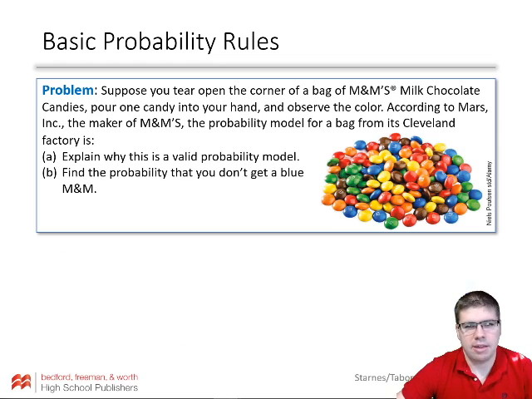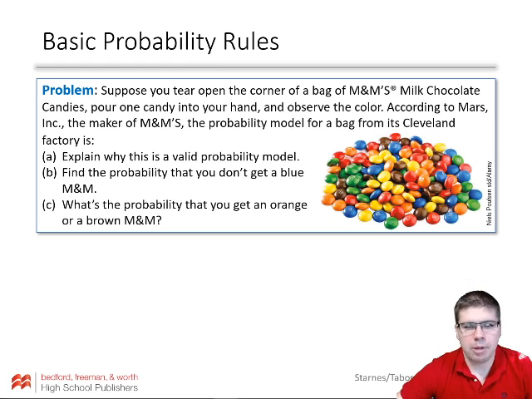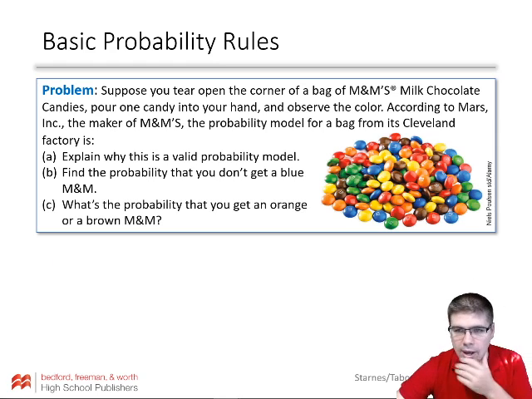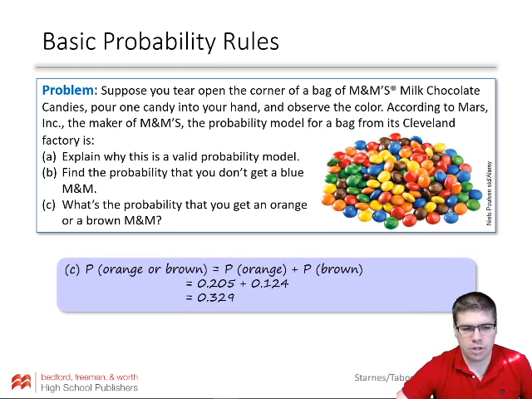And then they ask us for the probability that you don't get a blue M&M. The probability of blue was 0.207, so if we do 1 minus that, that would give the probability of not getting a blue M&M. What is the probability that you get an orange or a brown M&M? Well, in that case, our orange and brown probabilities were 0.205 and 0.124. We can just add those together because there's no orange/brown M&Ms. Those are mutually exclusive events, and we can just use that addition rule for that set.